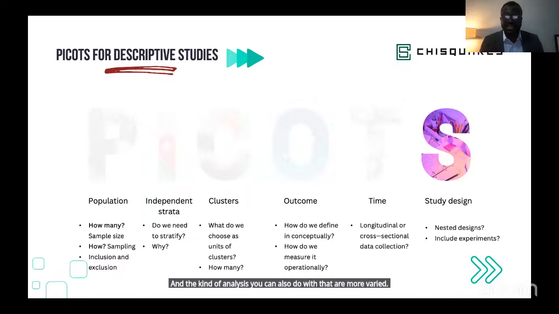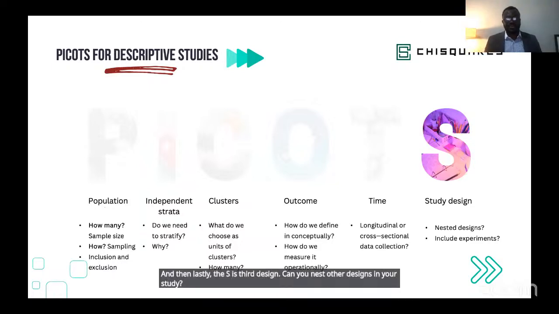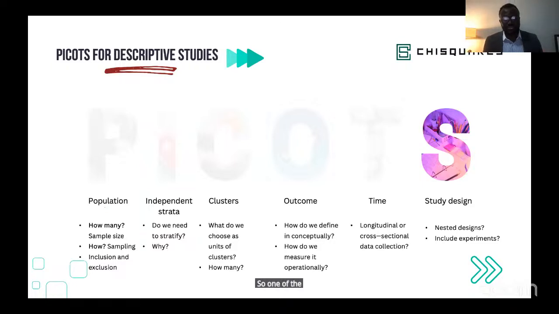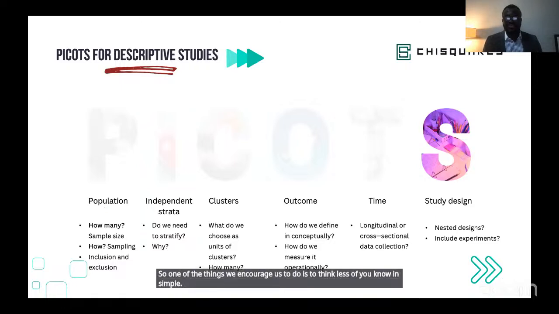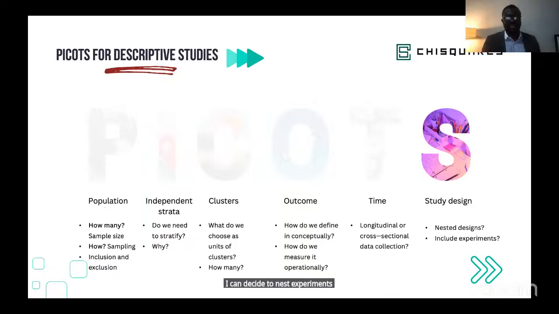And then lastly, the S is study design. Can you nest other designs in your study? One of the things we can encourage us to do is to think less in simple, plain black and white and more in nuanced thought processes, right? So that you're doing one study doesn't mean that it has to be that one study. You can nest other designs in it. I can decide to nest experiments within my survey, right? I can decide to nest a case control study within my cohort study, right?